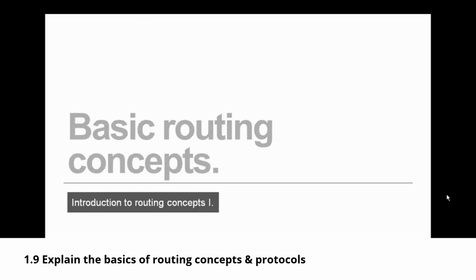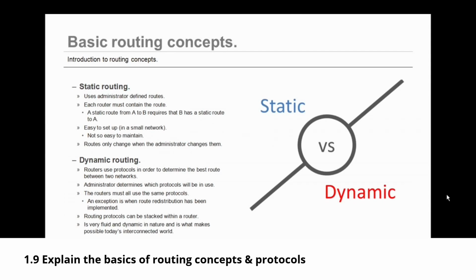Now let's move on to some basic routing concepts. First up is static routing. Static routing uses administrator-defined routes. Each router in a static routing configuration must contain the route. A static route from router A to router B requires that router B has a static route back to router A in order for two-way communication to take place.